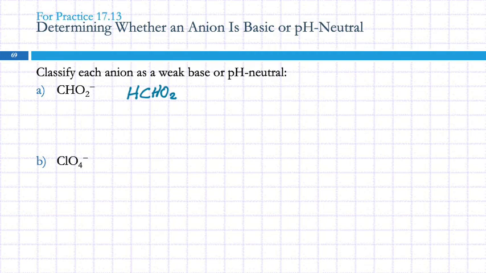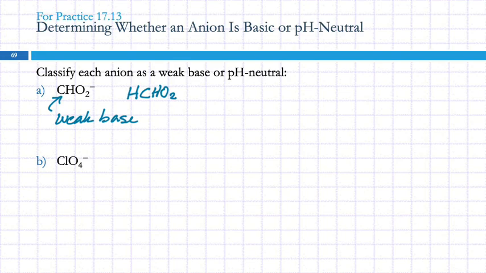It's weak. How do we know? Because it's not strong, right? There's 6 strong acids and everything else is weak. So if this is a weak acid, this is the conjugate base of a weak acid. Does it act as a base? Yes, it does. So this would be a weak base, that ion.